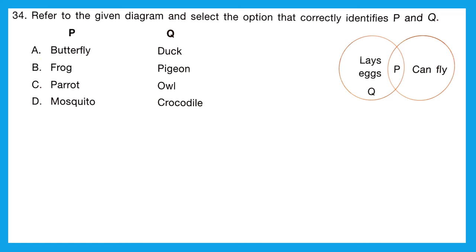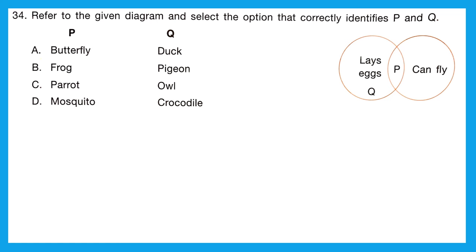Question 34. Refer to the given diagram and select the option that correctly identifies P and Q. Let's first understand this diagram. Here Q circle depicts the one category that lays eggs, and the other circle, which is not named, refers to the category that can fly. And in between, within an intersection, there is P.